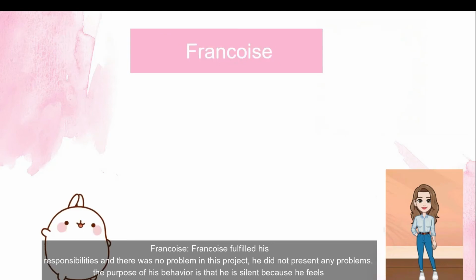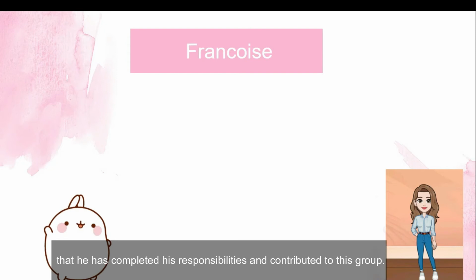Next, Franchise. Franchise fulfilled his responsibilities and there was no problem in this project. He didn't present any problems. The purpose of his behavior is that he is silent because he feels that he has completed his responsibilities and contributed to this group.